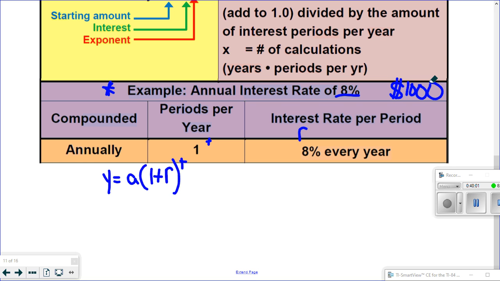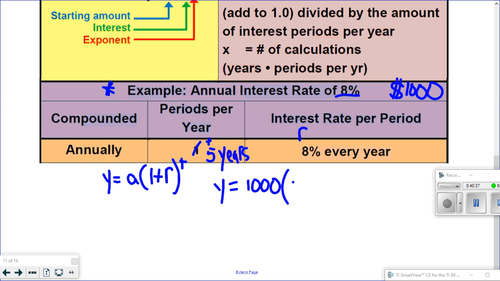And I want to see how much I have compounded annually in 5 years instead of 1. So it's compounded annually. How much am I going to have in 5 years? So let's go ahead and just put the y down. So y equals the initial amount is $1,000.